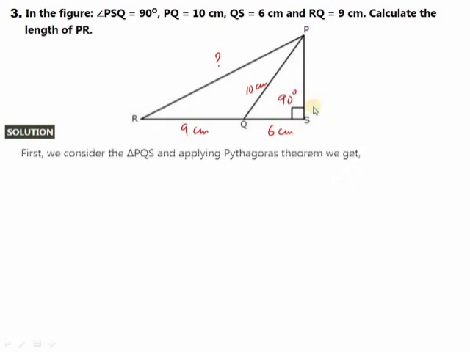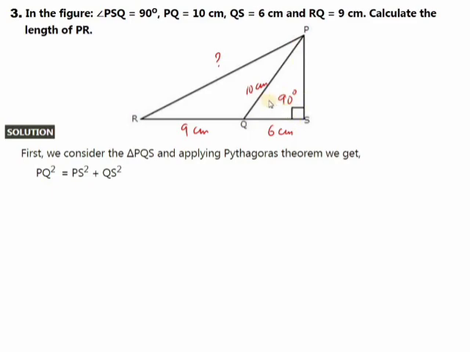First and foremost, we will consider triangle PQS. In this triangle, this is 90 degrees, so the side opposite to this, PQ, acts like your hypotenuse. When you apply Pythagoras theorem, you get PQ square is equal to PS square plus QS square. Simple, right? Hypotenuse square is equal to perpendicular square plus base square.